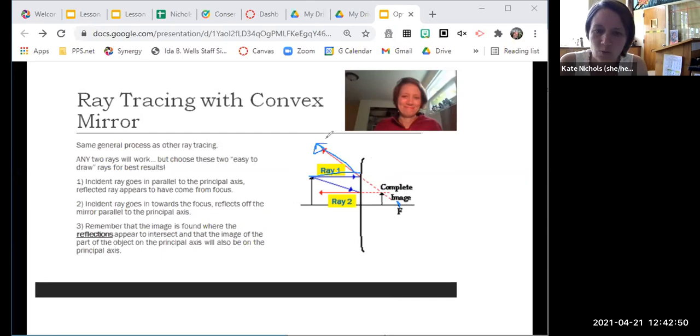The second ray on this one goes in towards the focus, and then it bounces out parallel.